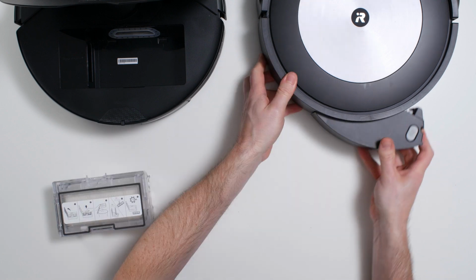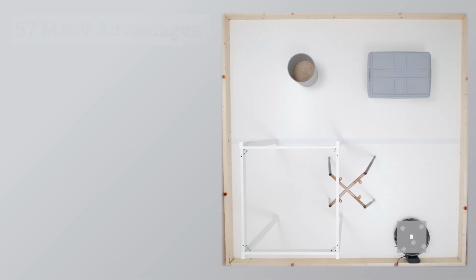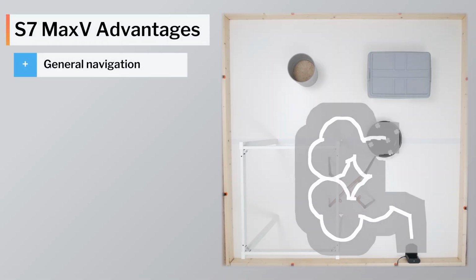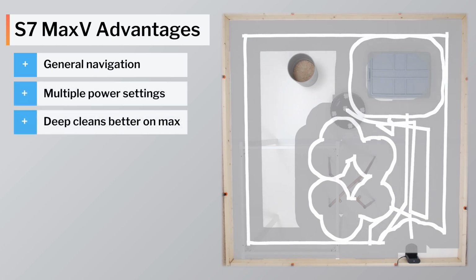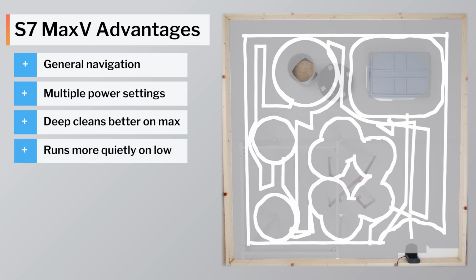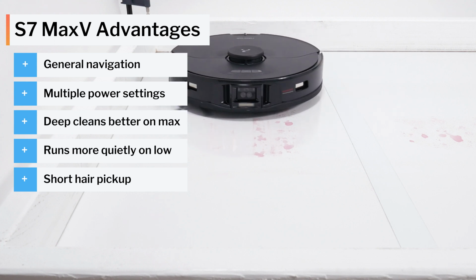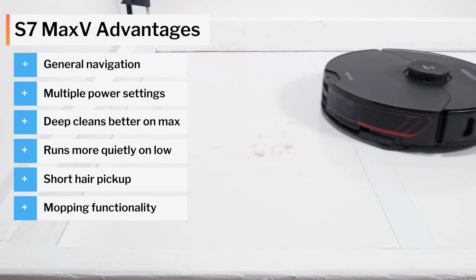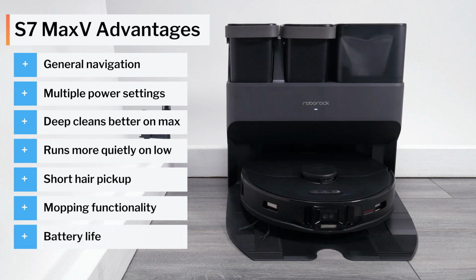In terms of general recommendations, there's certainly pros and cons to buying either robot. The S7 MaxV navigates better in general and has multiple power settings, so it can be set to deep clean carpet better on maximum power or be set to run more quietly on a lower power setting. It also picks up shorter tufts of hair better. The standard S7 MaxV can also mop and is compatible with an automatic mop cleaning docking station. It also has better battery life.